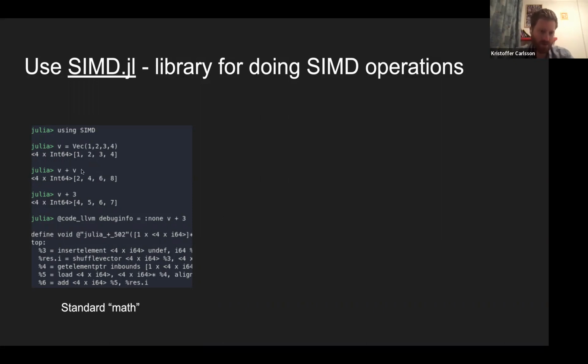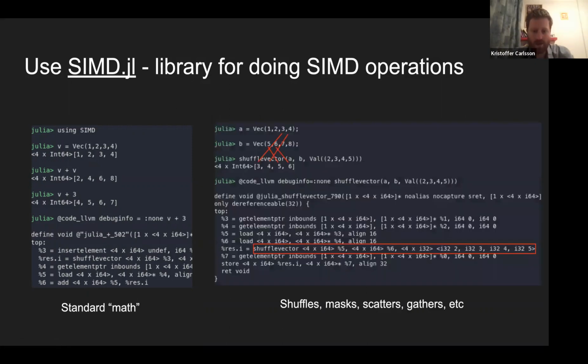If I add them, do it like this, or I can add a number to it. And if I look at what happens when I add a number to this type, I print out the LLVM code here. You can see it does an add and a vectorized add instruction. So it takes this 3, it creates a SIMD vector of it, and then it adds that to the other SIMD vector. And so that's one way of using SIMD for standard math stuff.